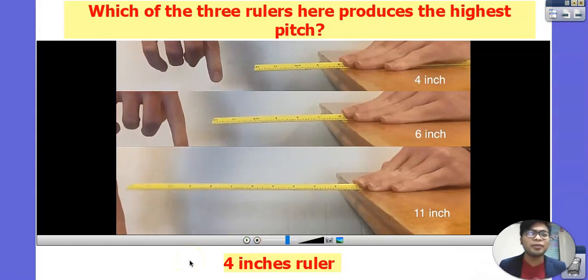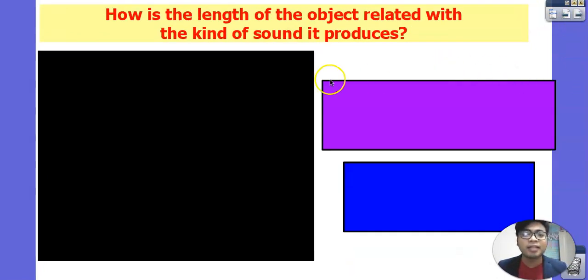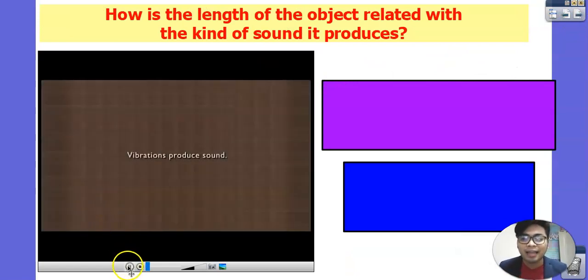Alright, so which of the 3 rulers here produces the highest pitch? Definitely that is the 4 inches ruler. So the question is why it's the 4 inches ruler. Let's take a look with the concept right over here. So how is the length of the ruler related with the kind of sound it produces?